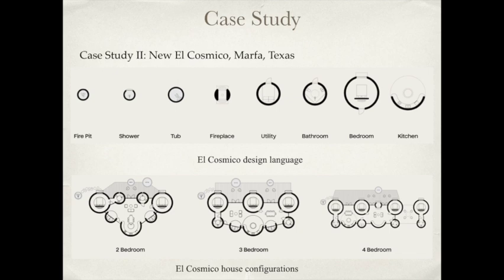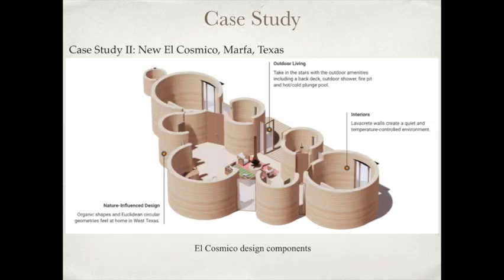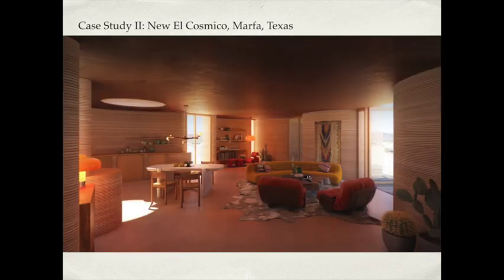The architect creatively utilized geometric shapes to achieve various design concepts and inspiration, capturing the beautiful views using large windows, adequate natural light by a strategic placement of windows and skylights, using silo-inspired shapes to create privacy and to protect the building from solar heat gain. The team designed the structures using 3D construction technology informed by both the desert landscape and Bjarke Ingels Group's work with NASA for moon-based structures.